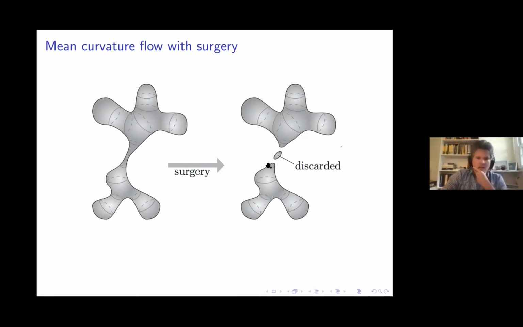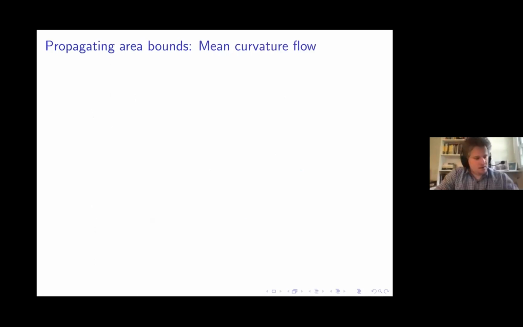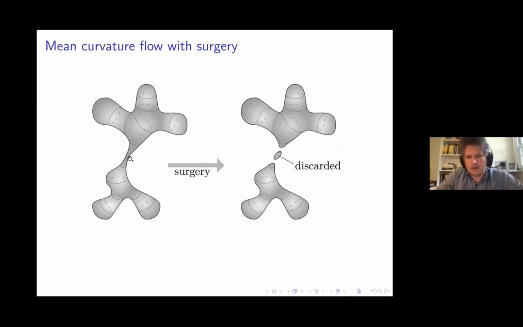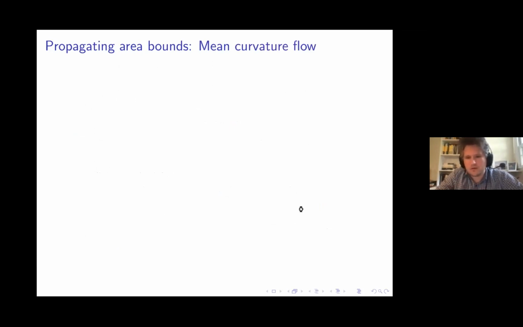Okay, so what does the mean curvature flow with surgery do for us? This is some sort of legalese, if you want to use mean curvature flow. These are the curvature quantities: the trigger, the neck, and the thick. The trigger is like whenever the curvature hits that, you're going to do the surgery. The neck is a much smaller level, but it's how the curvature is going to look near these caps. And the thick is the rest of the curvature, in other regions which are not involved in the surgery.